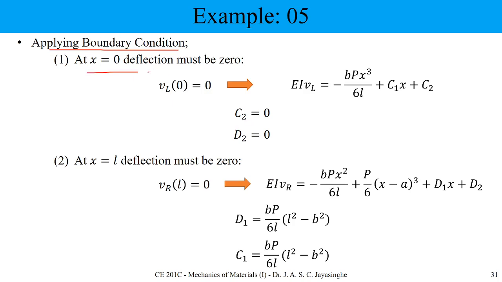So the first boundary condition gives C2 equals 0, that means D2 equals 0. And the second boundary condition, at x equal to L, deflection must be 0. Here also deflection should be 0. You know this one, this is a pin end, deflection 0, and roller support, deflection 0. And this one, D1 gives this value, and you will end up with C1.